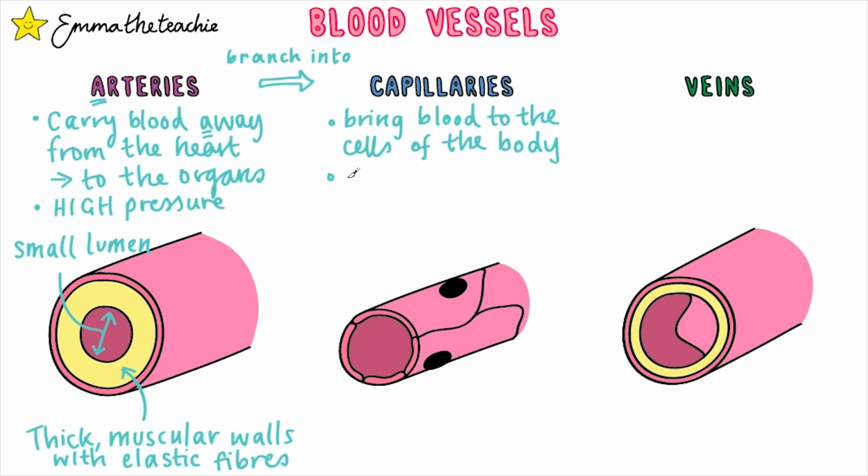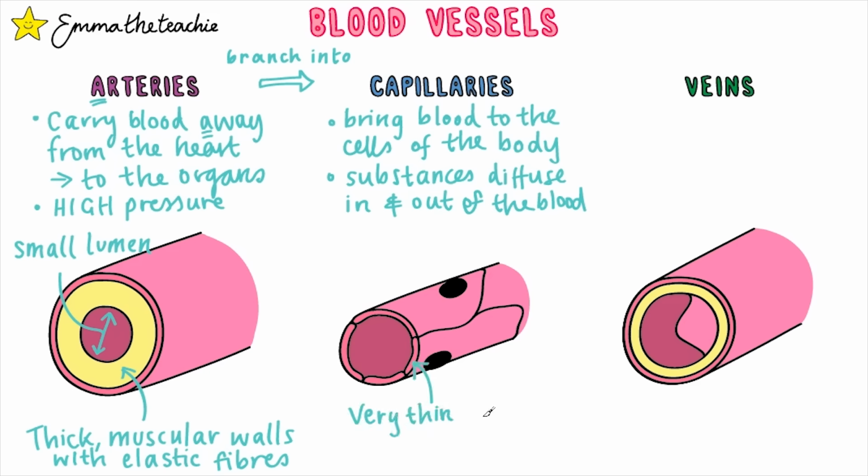Once they've done that, substances can then easily diffuse out of the blood and into the cells. For example, oxygen and glucose may diffuse into the body cells, and waste products like carbon dioxide will diffuse out of the body cells. Capillaries have very thin walls, and you can see that they're just 1 cell thick. This short distance makes diffusion much easier and therefore faster.